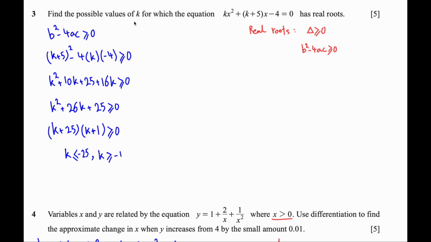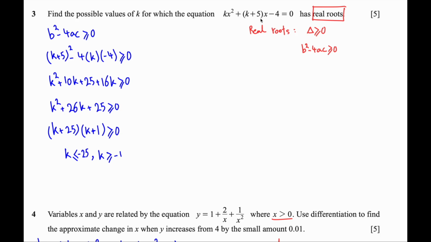Question number 3. I have to find the possible values of k for which this quadratic equation has real roots. So the key word here is real roots. If you're dealing with real roots, whether distinct or repeated, the discriminant, or delta, or b squared minus 4ac should be greater than or equal to 0. The reason I'm including the equality as well is because we're not told that the real roots should be distinct. As long as they're real roots, the discriminant should be greater than or equal to 0.